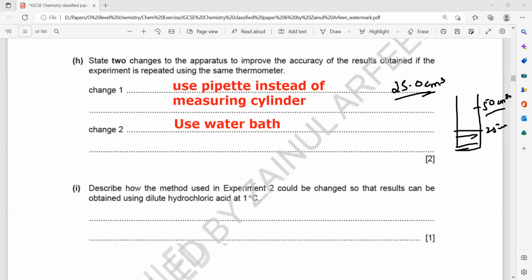Describe how the method used in experiment 2 could be changed so that results can be obtained using dilute hydrochloric acid at 1 degree. What should we do if we want to do this experiment at 1 degree? The acid was warmed to around 44, but we want to do the same experiment with a cold acid at 1 degree. What should we do?